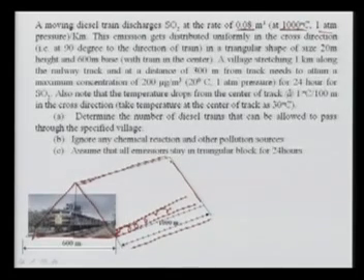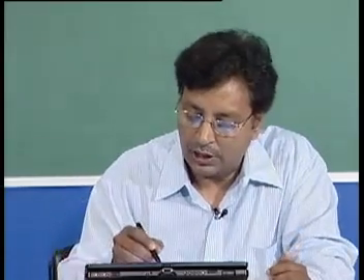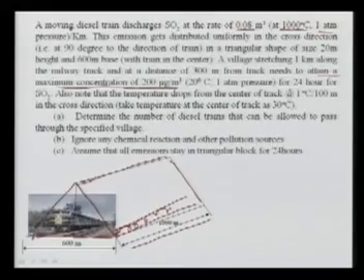And we need to attain a maximum air concentration of 200 microgram per meter cube. So for the villagers to be safe, we want to maintain an air quality of 200 microgram per meter cube, where the condition for this meter cube is 20 degrees Celsius, 1 atmospheric pressure, and the averaging time is 24 hours. Also note that the temperature drops from the center of the track at the rate of 1 degree Celsius per 100 meters in the cross direction.